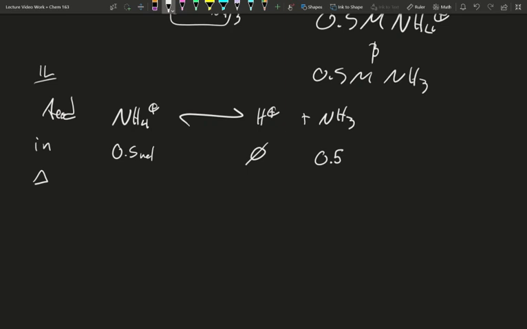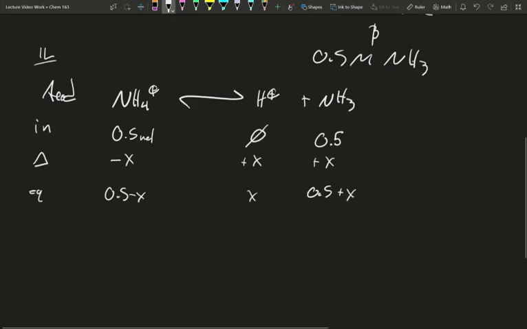Well, in this case, my acid can fall apart, but for my base, there's no H plus yet. So the way we generally think about this is that our acid still has to fall apart. We're going to make some H plus, and we're going to make some base. We're going to reach some equilibrium here: 0.5 minus X, X, and 0.5 plus X.